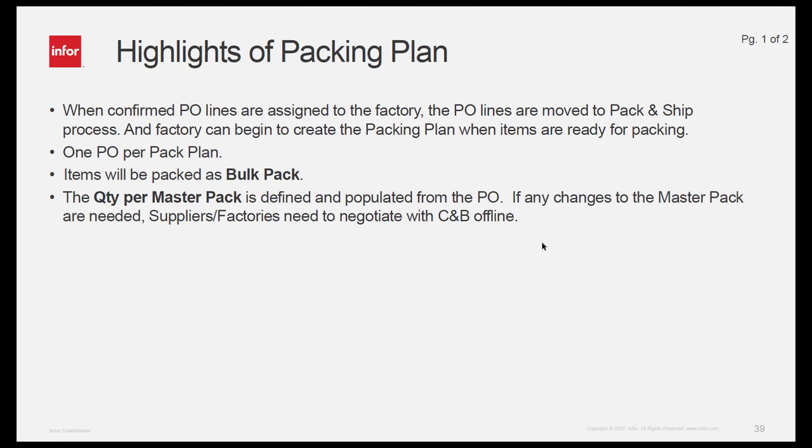Now we move on to the packing plan. Your highlight pages are on page 39 and 40 of your factory management manual. The PO lines do need to be confirmed and assigned to the factory in order to move on to the pack and ship process. It will be a one PO per packing plan ratio. Items will be packed as bulk, and quantity per master pack is defined and populated on the PO, which if you need to update, you can do offline by contacting CMB offline.